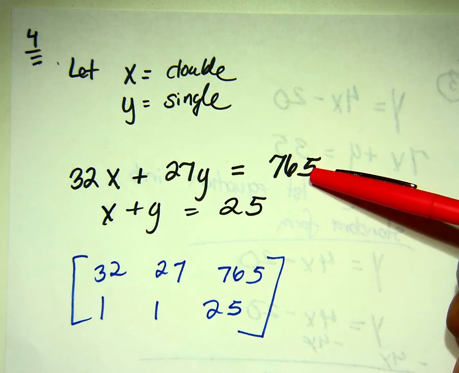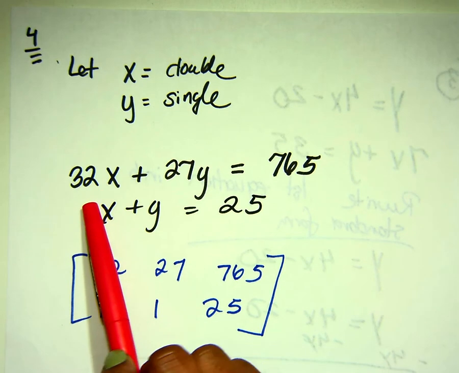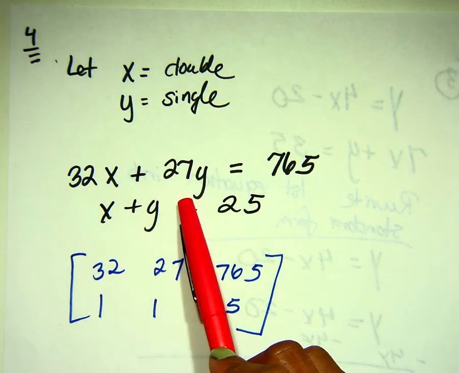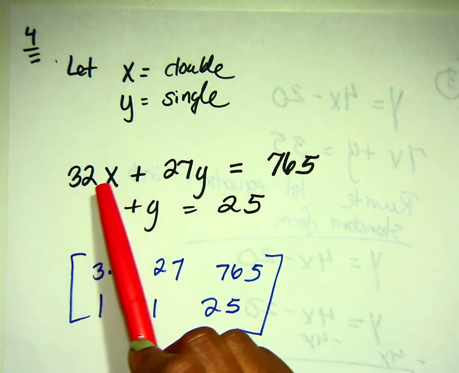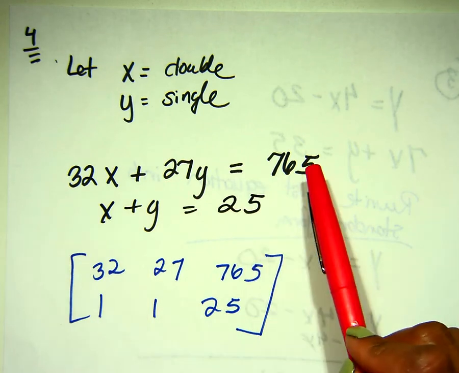Then we also knew that for each room we had a certain charge. So there were $32 for a double and $27 for a single. So notice how the money is in all one equation.